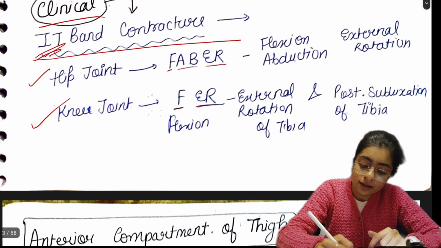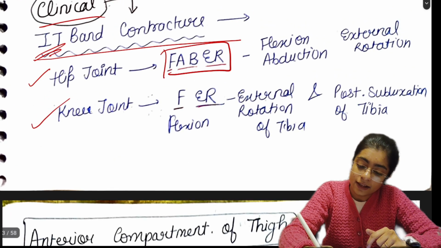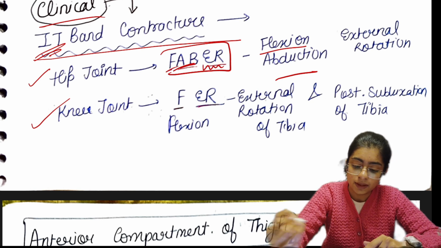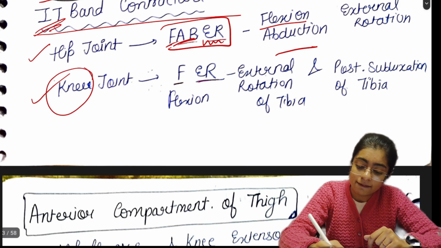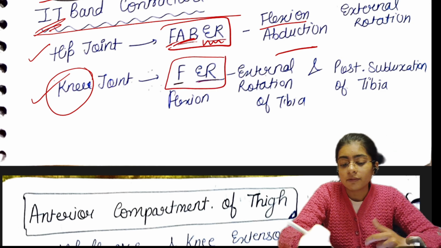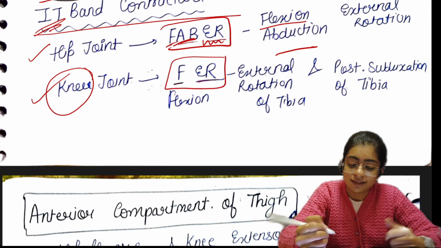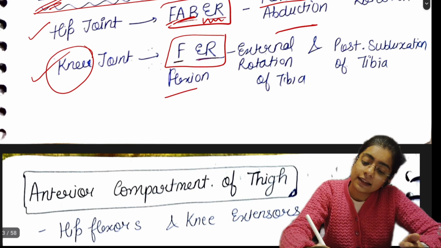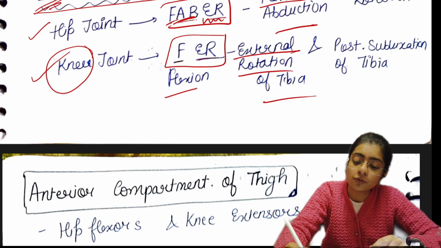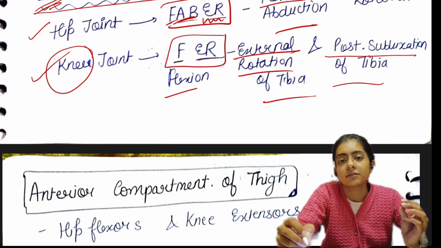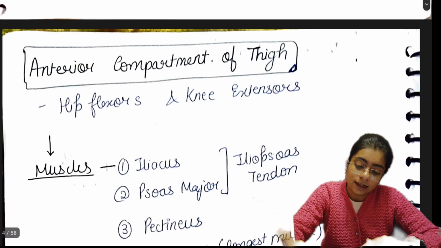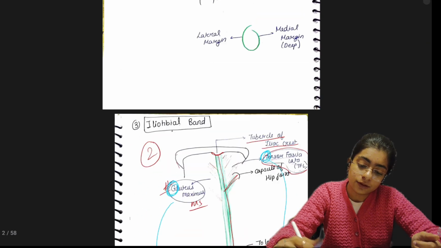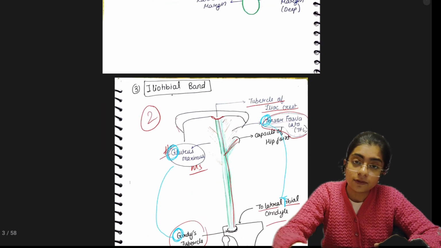At the hip joint, it will occur like FABER, that is flexion, abduction, and external rotation. And at the knee joint, you will have FAIR. It is very weird, but FAIR: flexion and external rotation of the tibia and posterior subluxation of the tibia. Okay, so this was our first point, the introduction to the lower limb and the modifications of the deep fascia.